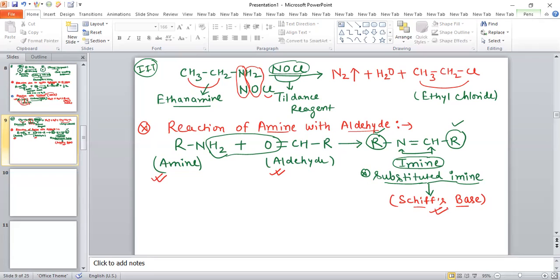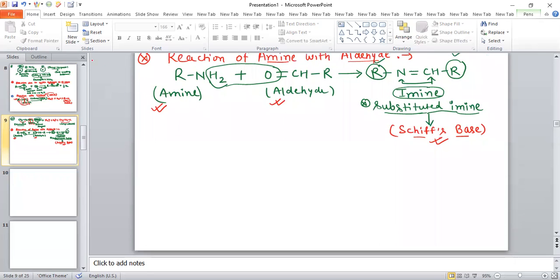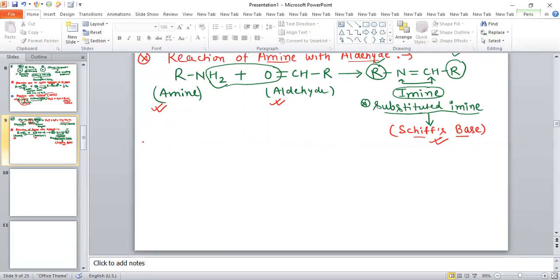Now see another reaction which is related to amine, another chemical property of amine: the reaction of amine with nitrous acid. So now I am going to discuss the reaction of amine with nitrous acid. This is the next chemical property of amine, the reaction of amines with nitrous acid.